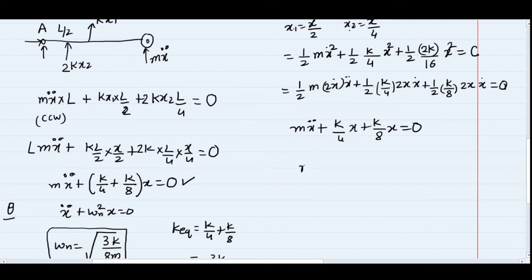Then finally my expression will become m x double dot plus 3k by 8 x is equal to 0, and here also I can compare this and I can get the natural frequency, that will be the square root of 3k by 8m. So this is the first part of your problem.